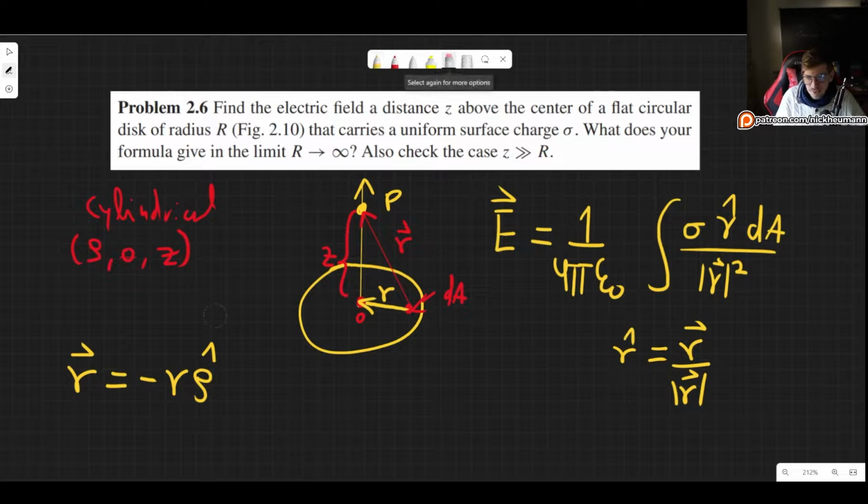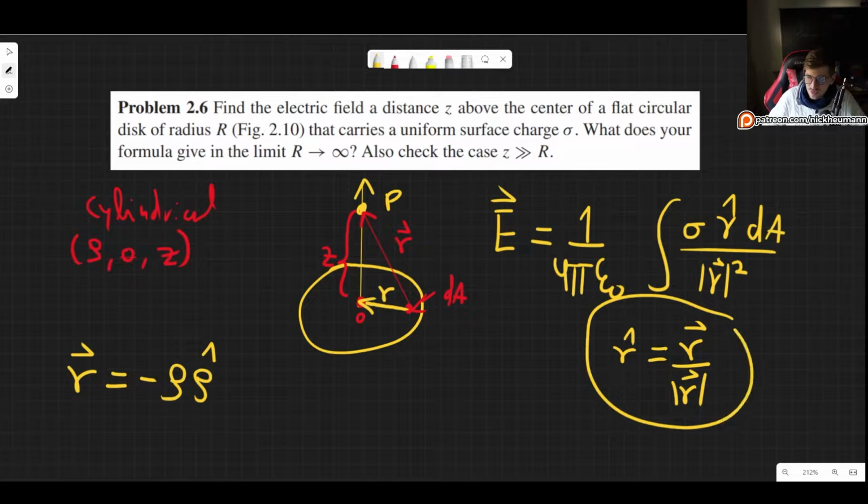Perhaps we could be careful and use a different letter instead of r to not make this confusing. Perhaps we could just say rho, just so that we don't get confused with all the different r's that are already out there. I think it may be a good idea. So instead of saying r, I'm going to say rho. Of course, the meaning is the same, but it's simply to avoid confusion. And then we need to go up z in the z hat direction.